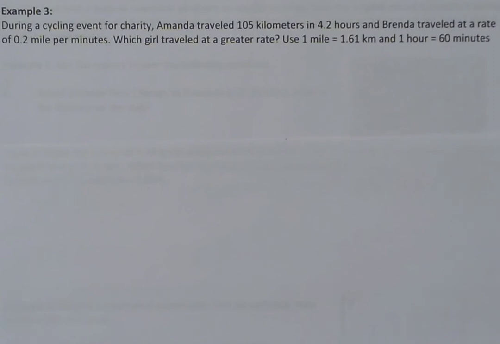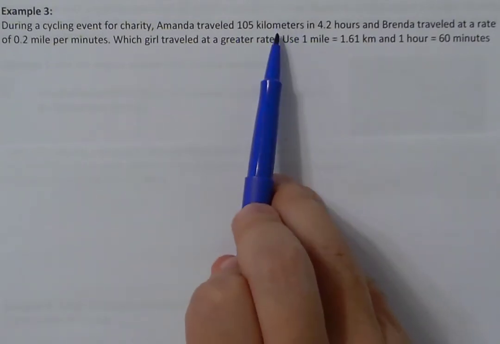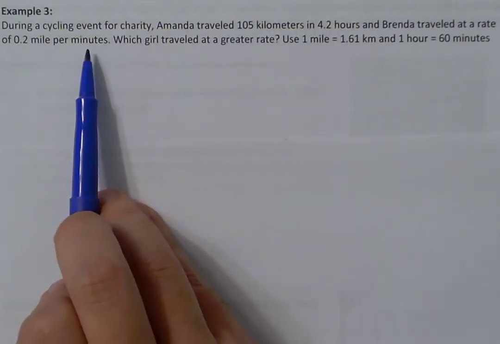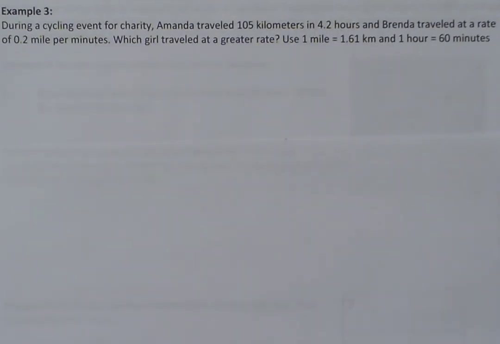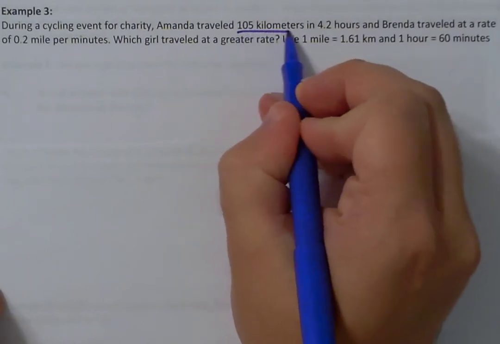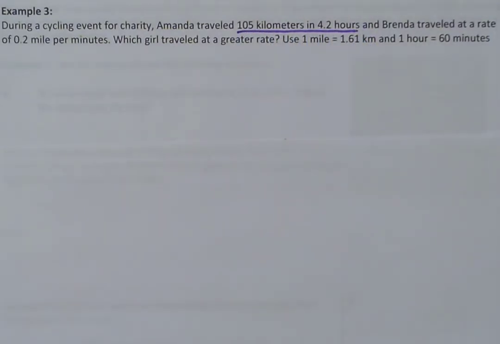The problem is that for each of the girls, it provides a different measurement. Kilometers is a much different measurement than miles, and hours is different than minutes. So what we need to do is choose one of these girls and change their rate or their speed to match the other so we can compare it a little bit easier. For this problem, I'm going to use Amanda's speed of 105 kilometers in 4.2 hours.